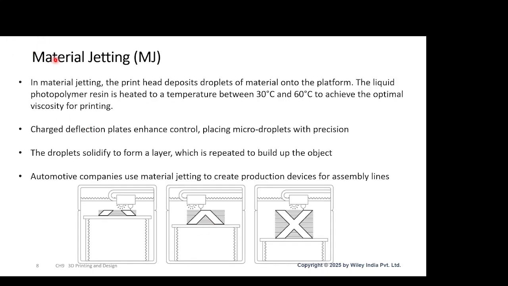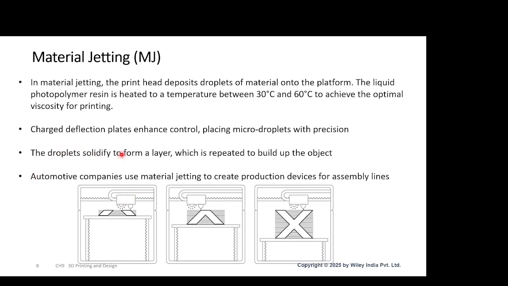Now, the next process is material jetting. In this process, the print head, as you can see in the figure here, deposits droplets of material on a platform. So the droplets come from this onto a platform. The liquid photopolymer resin is heated to a temperature between 30 and 60 degrees to achieve optimal viscosity for printing. Charged deflection plates enhance control, placing micro droplets with precision. Now we have deflection plates to make the drops land with very high precision.